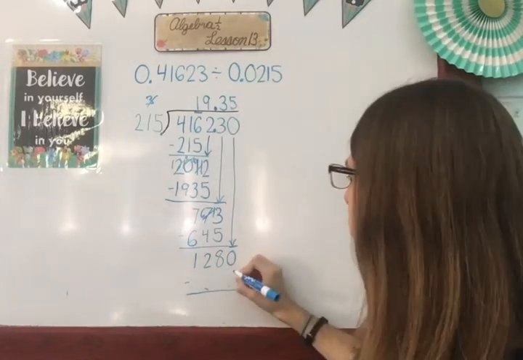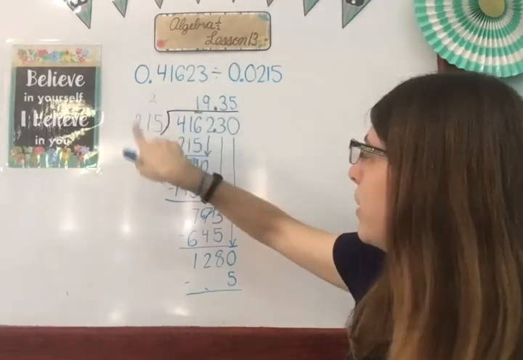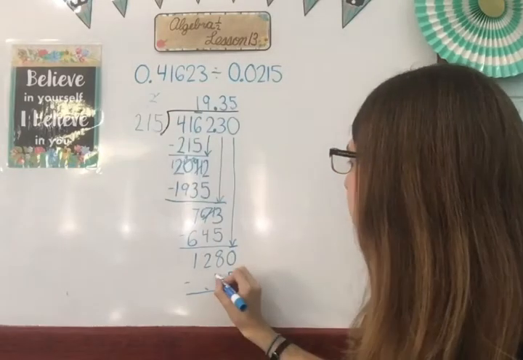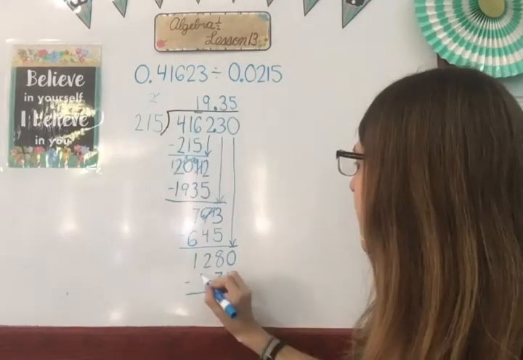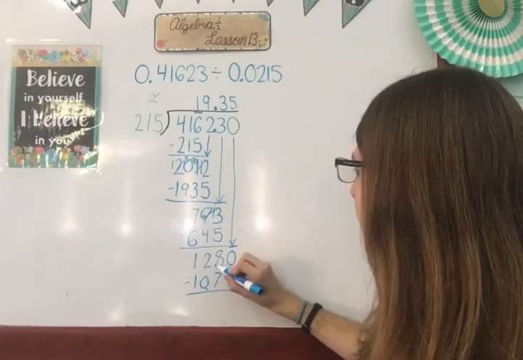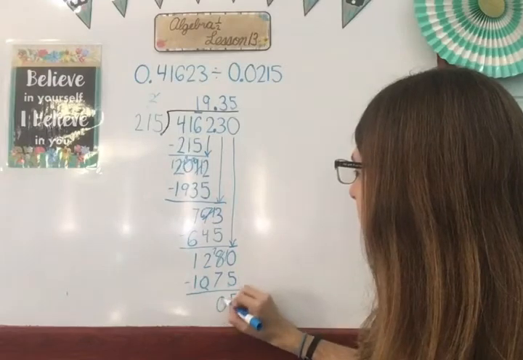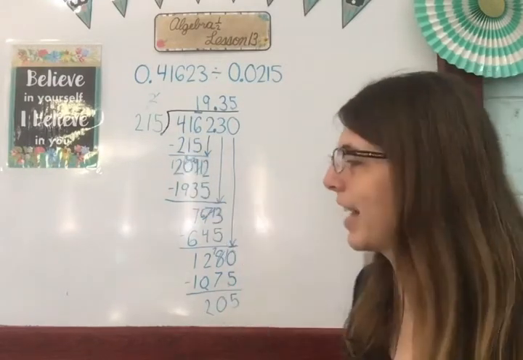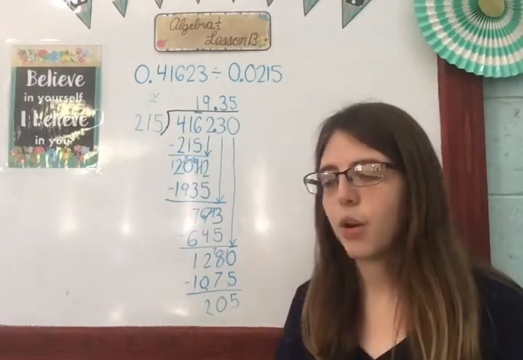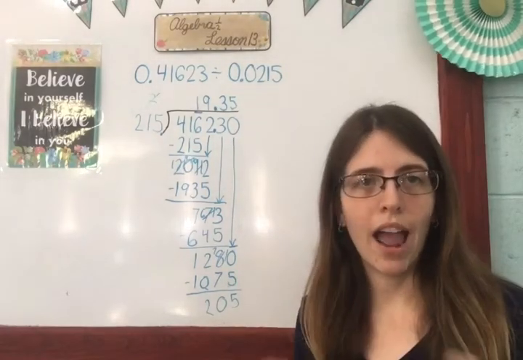5 times 5 is 25. Carry my 2. 5 times 1 is 5, plus 2 is 7. 5 times 2 is 10. And when I subtract, I get 205, which is less than 215. I'm going to go ahead and stop there because I want to round my answer.